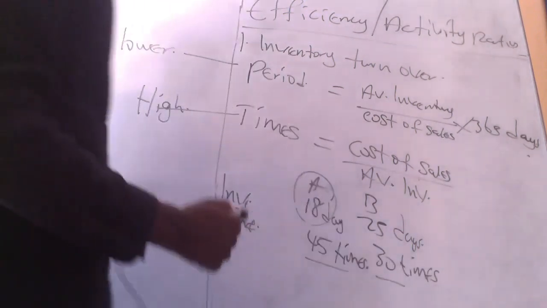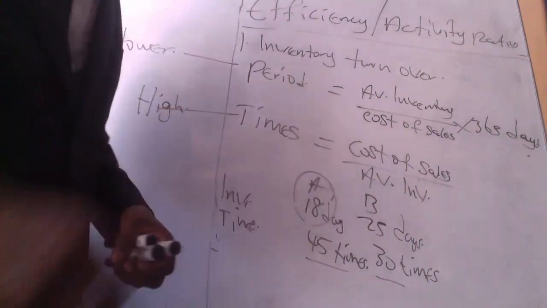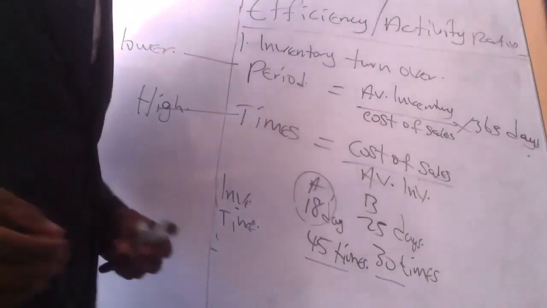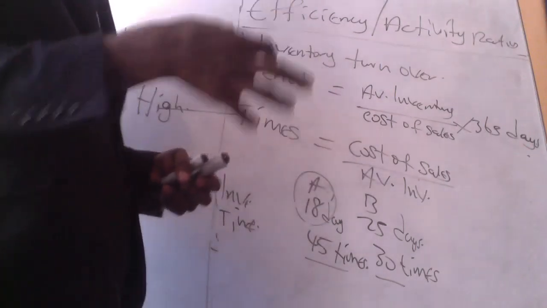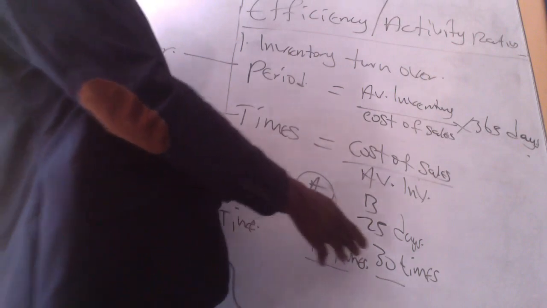Now with this, realize that this guy has it. It means, how many times can you go to the market? Can you go and buy goods within the year? So within the year, this guy can go and buy 45 times. That's good. It's far better than the 30 times.